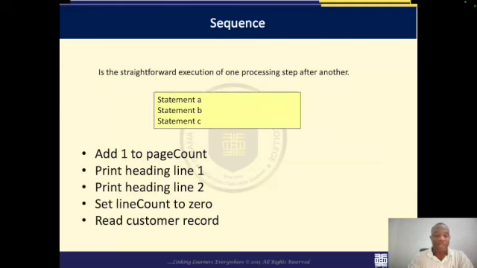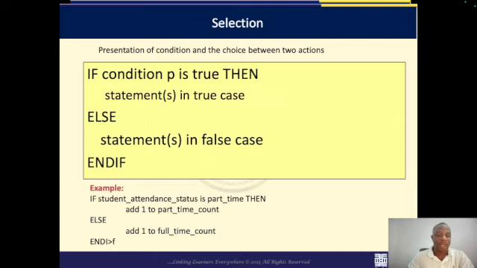What are sequences? Sequences are basic instructions that we have seen so far. So something like add 1 to page count is a sequence, or read customer record is a sequence. What is selection? Selection is being able to select in between alternate actions using your if statement. So if you look at the examples below, if condition P is true, the statement for the true case is what is going to be executed. Otherwise, the statement for the false case is going to be executed. And so this is how we select in between 2 different actions.